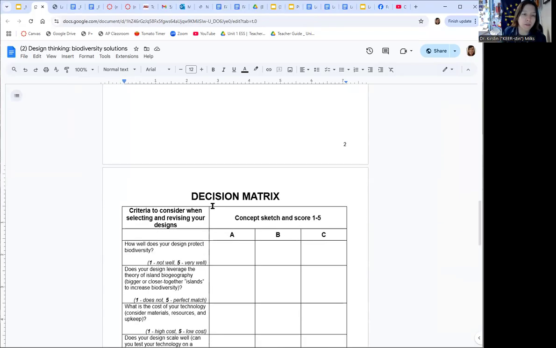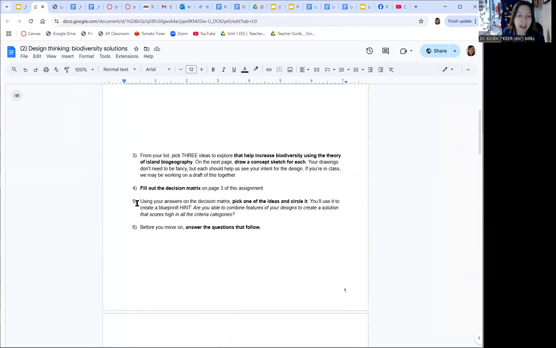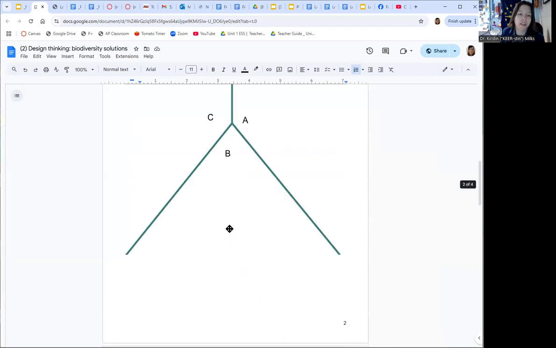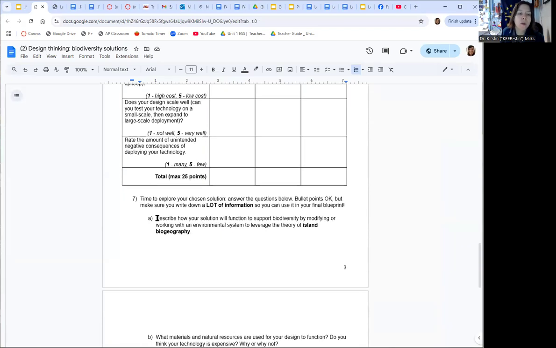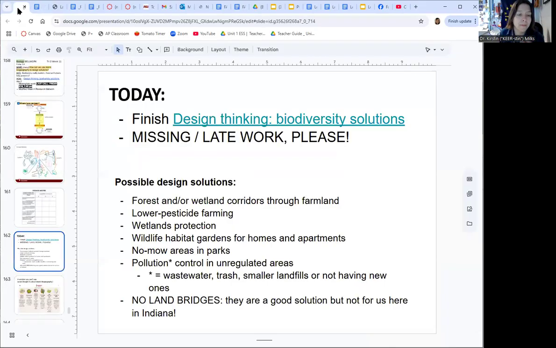You're going to, like the front of the page says here, select an idea and circle it. You can also remix some ideas from your decision matrix, and then you're going to answer the questions that follow, and you're going to start with describing your solution and really specifically that it's going to do island biogeography. You have to explain how it's going to make the islands bigger or make the islands closer together by making more of them.